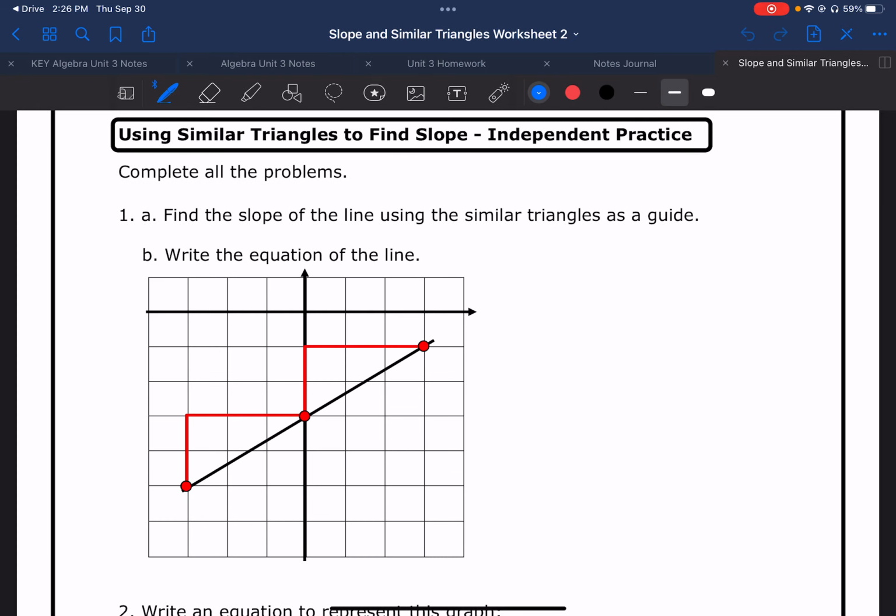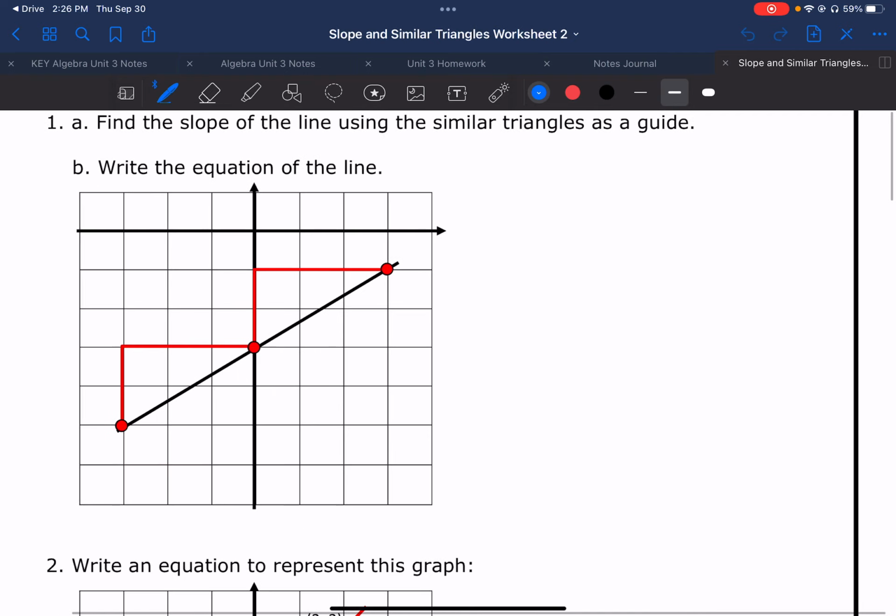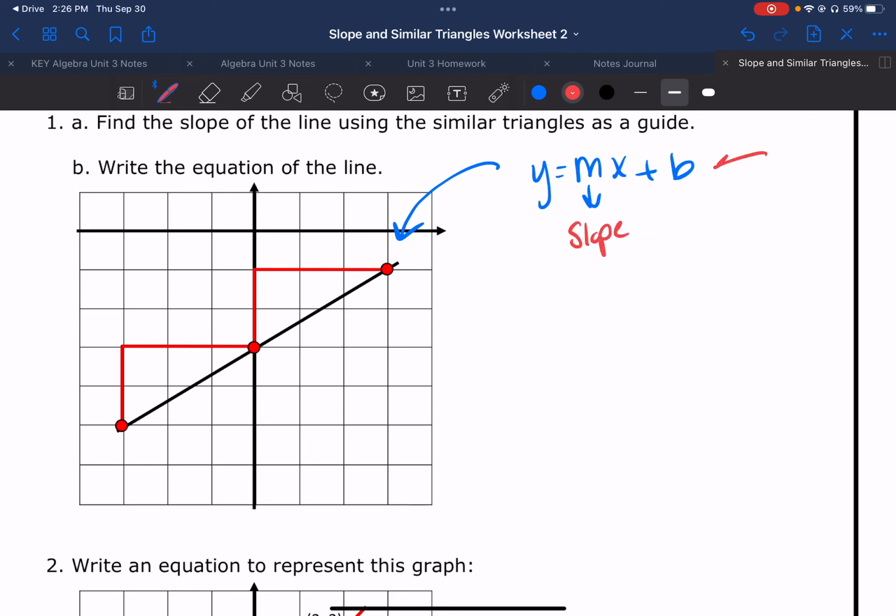Question 1 says, find the slope of the line using similar triangles as a guide. Write the equation. So what we need to do is write the equation for this line. If you guys remember, our equation is y equals mx plus b. That is the equation we need to write. What does m represent? M represents my slope. What does b represent? My y-intercept. That's what that represents.